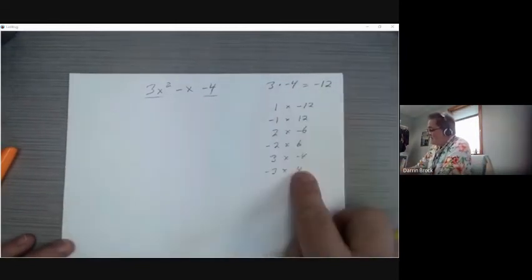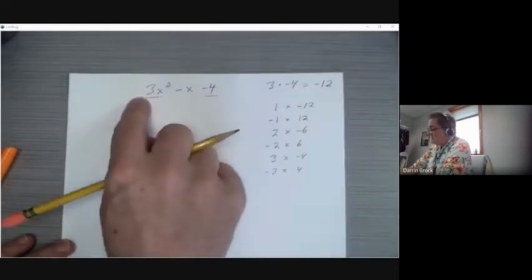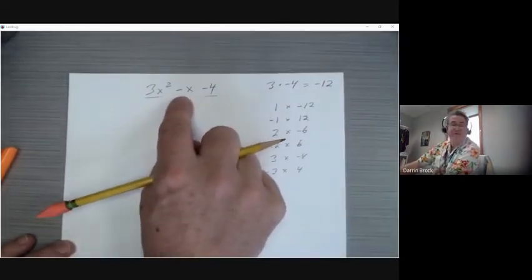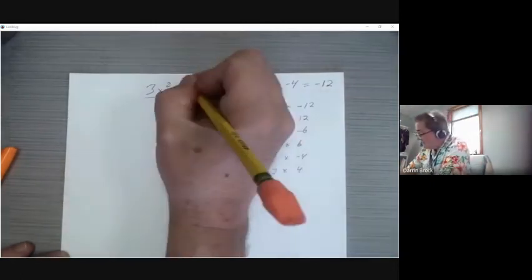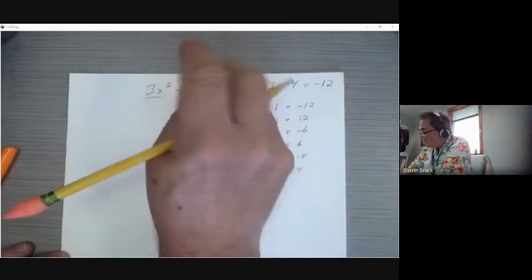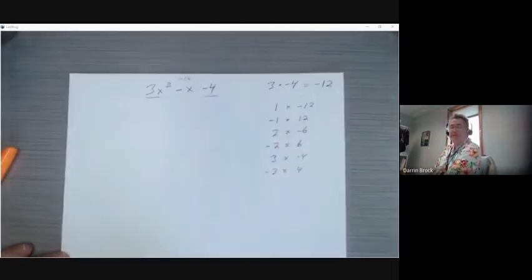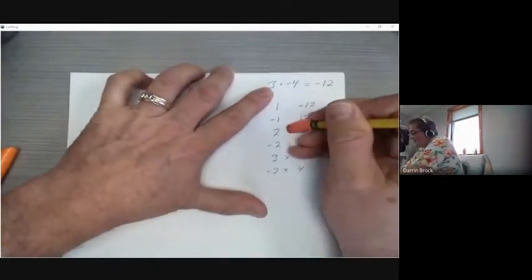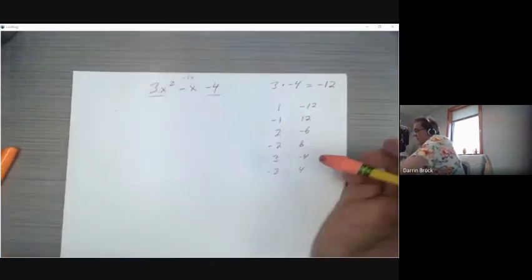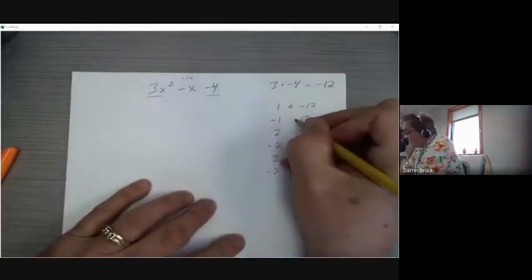So now that I've done this, using those two, what is the coefficient of the middle term? Negative x. The coefficient would be negative 1. That's the same as negative 1x. So the coefficient is negative 1. If I take these and instead of multiplying them, because multiplying is what I needed to get to negative 12, what if I added them together?